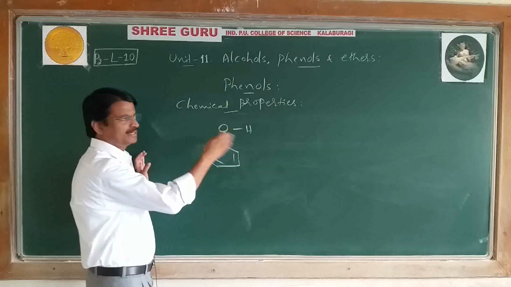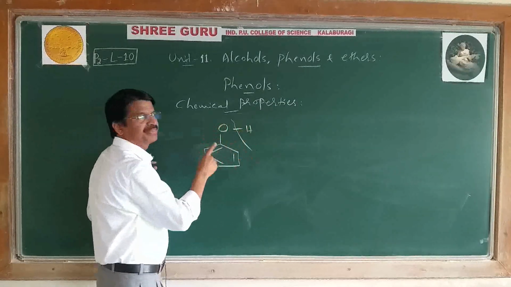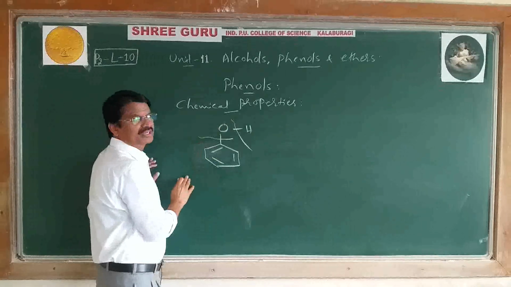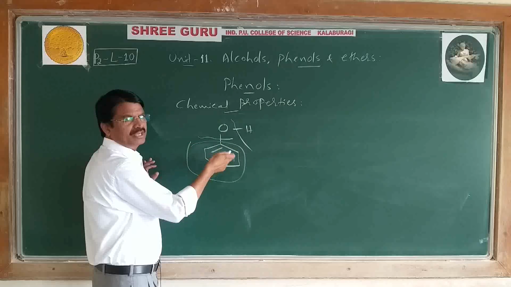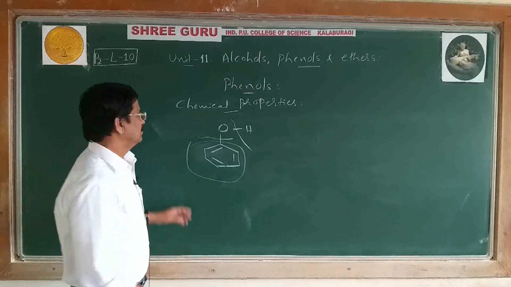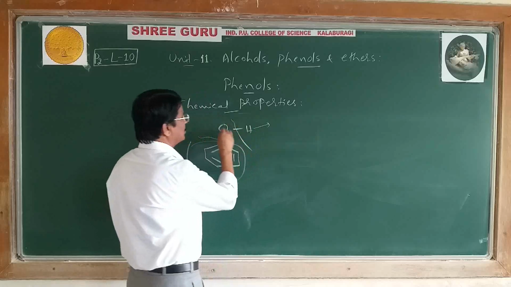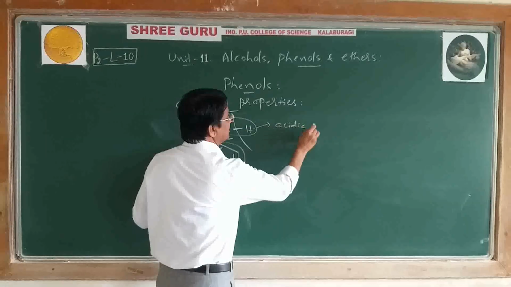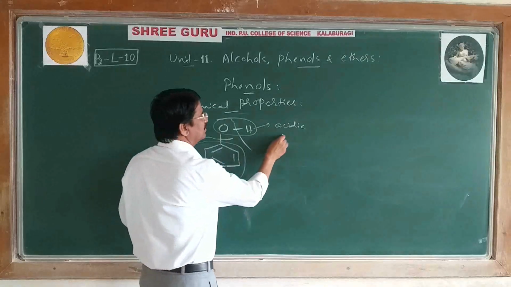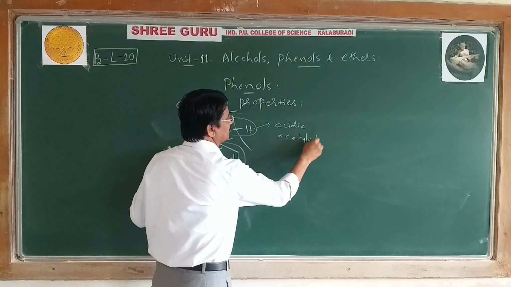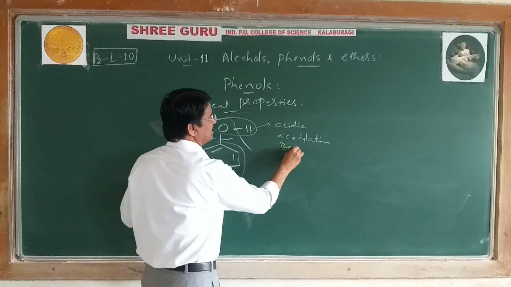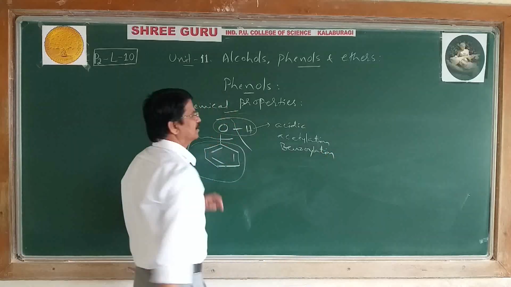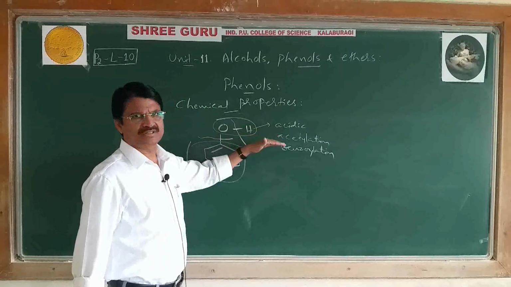Now we can study three types of reactions: reaction due to OH bond cleavage, reaction due to CO bond cleavage, and reaction due to the aromatic ring. Under reaction due to OH bond cleavage, we can study the acidic nature of phenol, then acetylation, benzoylation.